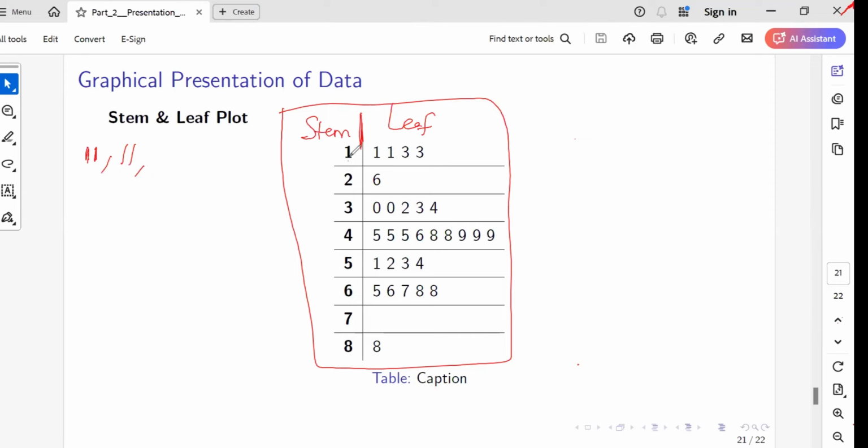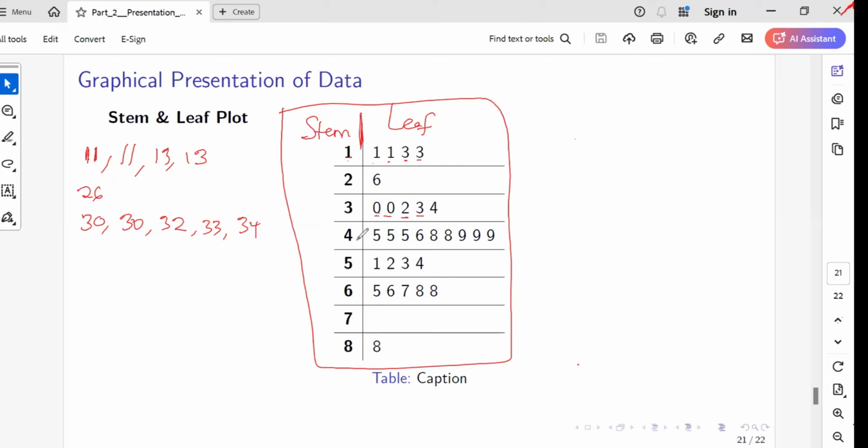My next number is 1 and then 3, so 13. Next, 1 and then 3, 13. Now my next number is 2 and then 6, 26. The next number is 3 and then 0, so 30, because 3 is the stem, which is the tens, and 0 is the leaf, which is the units. Another 30. 3 and then 2, 32. 3 and then 3, 33. 3 and then 4, 34.